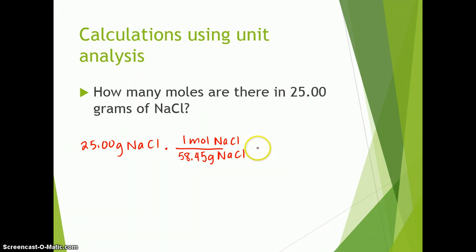That's the formula weight. So it's equal to 0.4277 moles of NaCl. Notice I'm following my significant figures. I have 4 in my question, so I have 4 in my answer. And remember, you get plus or minus 1 significant figure.